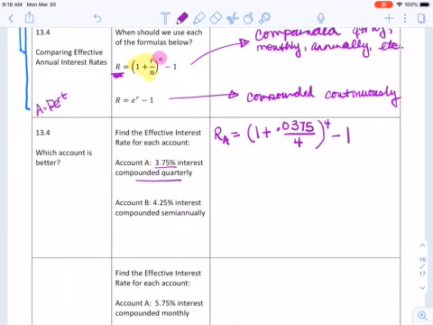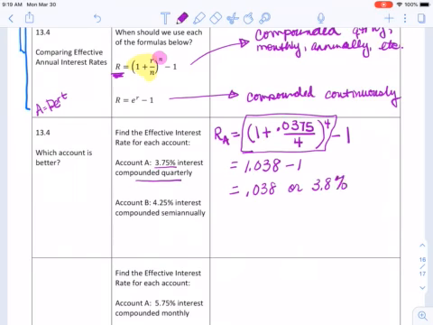So if I do this part, it's going to give me 1.038. So in other words, it's going to give me 103.8%. I subtract the 1, and my rate is 0.038 or 3.8%.